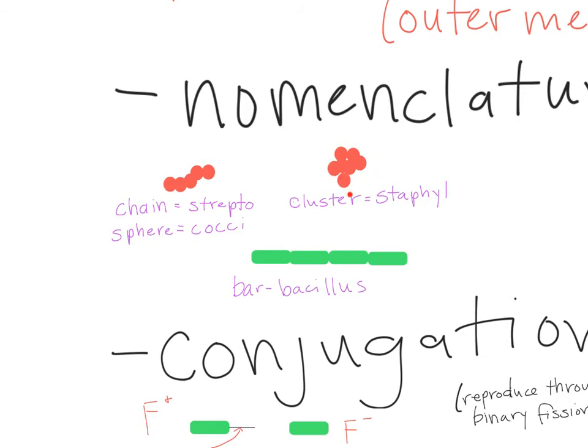If the bacteria are clustered, then the prefix will be staph or staphylo. So these are clustered and spherical, so staphylococcus bacteria here. If the bacteria, rather than being spherical, are bar-shaped, then it's bacillus. So these are connected in a chain, and they are bar-shaped. So you can think about what their name would be.